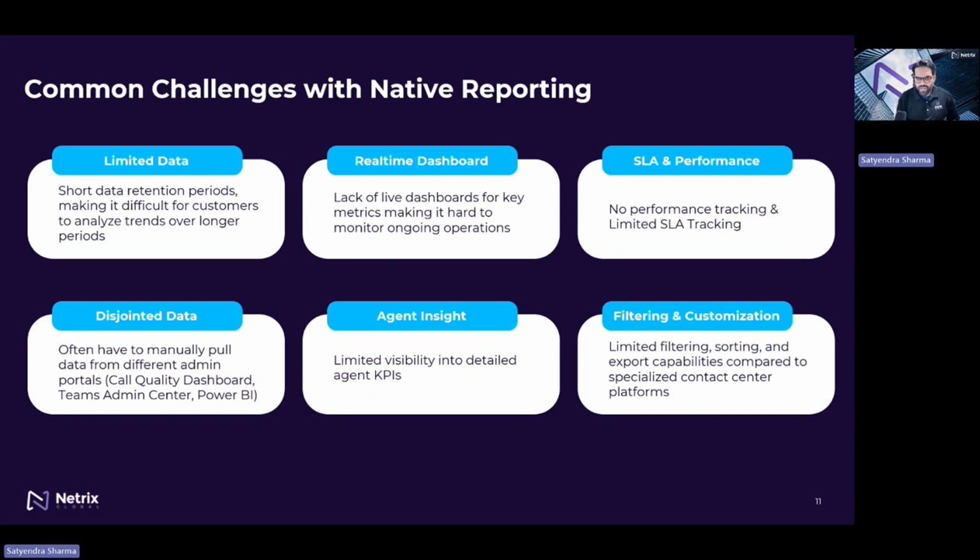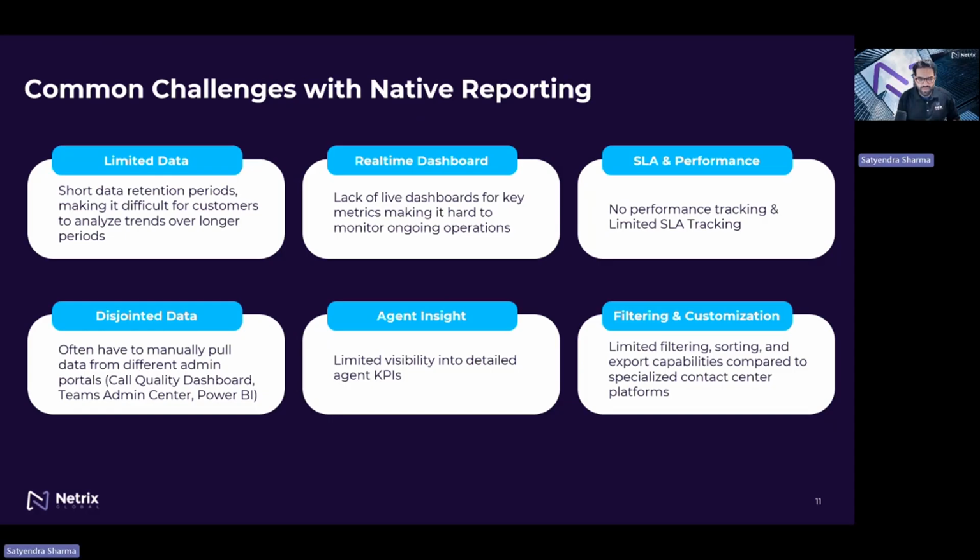SLA and performance tracking is missing. A lot of the time we hear, hey, we build queues, we build auto attendants, super cool. But how do I measure how they are working, right? There is no way to measure if you have any thresholds, to measure your queues against them and see how efficient they are.